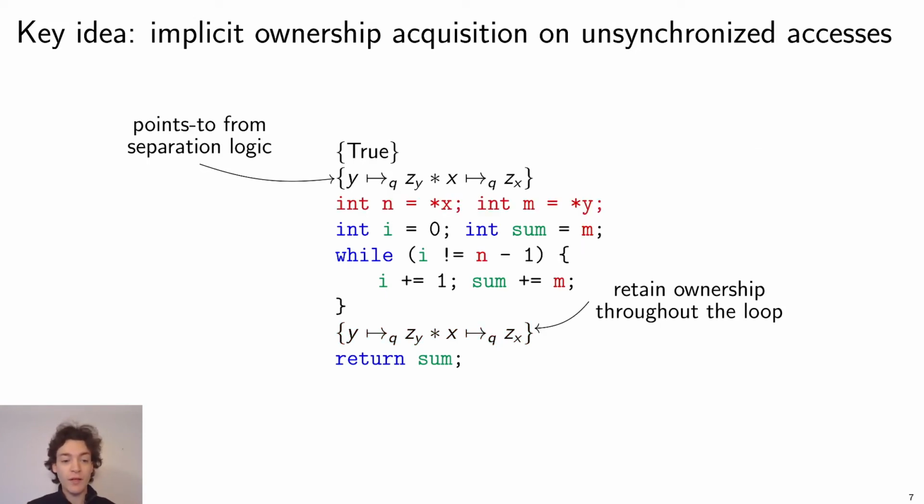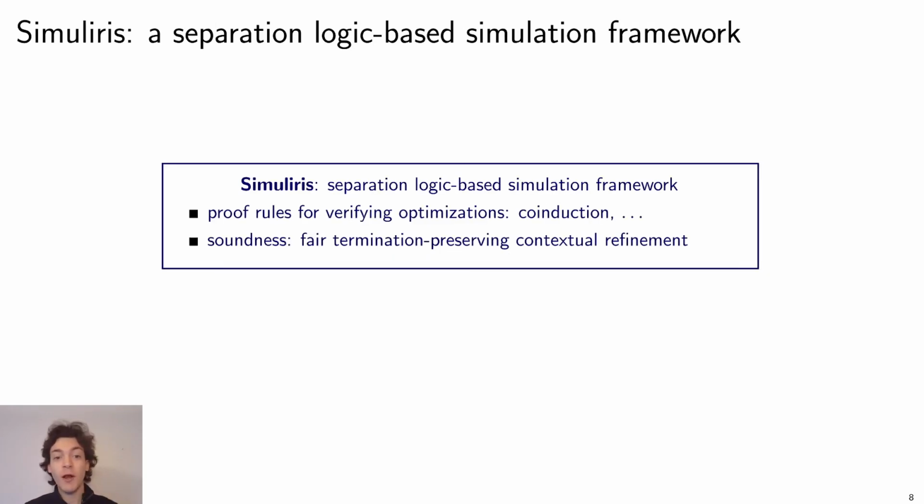To use this elegant ownership principle formally, we have developed Simuliris, a language-generic simulation framework based on separation logic. It provides many common proof principles, such as coinduction, and allows the derivation of language-specific principles on top. Our simulation relation satisfies a strong soundness result, namely fair termination preserving contextual refinement.